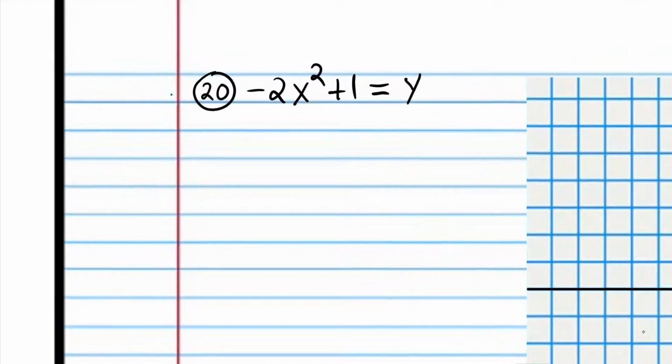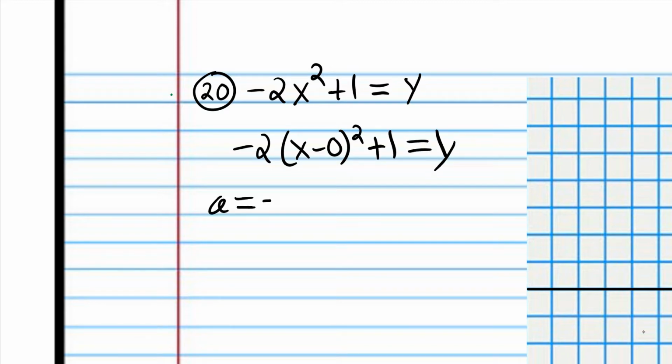All right, we're back. So I'm going to rewrite that as negative 2 (x minus 0) squared plus 1. And now we can see it's in vertex form. A is equal to negative 2. H is equal to 0. And K is equal to 1.